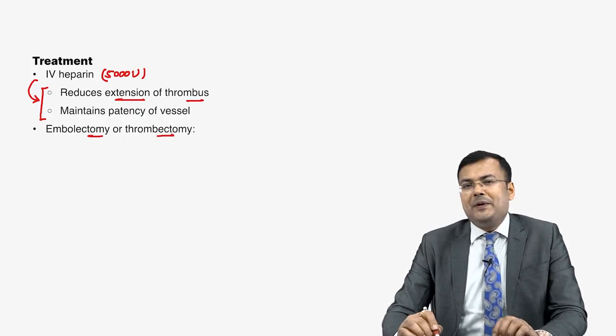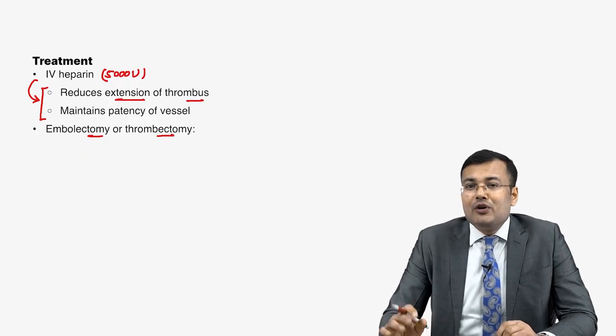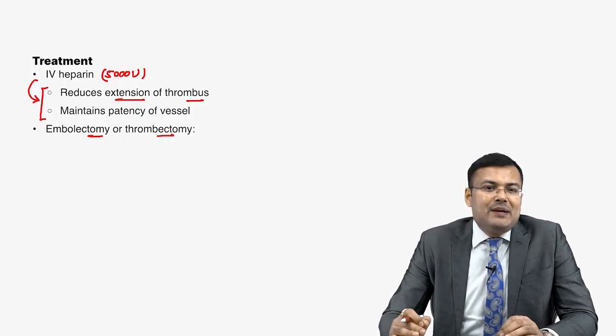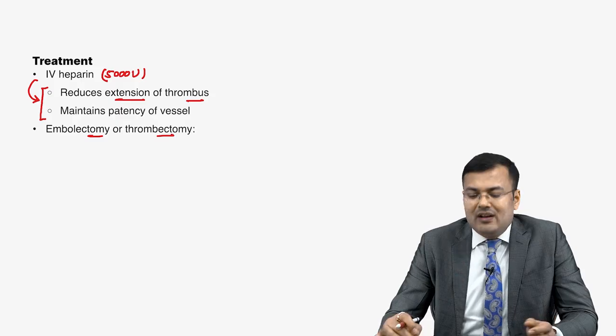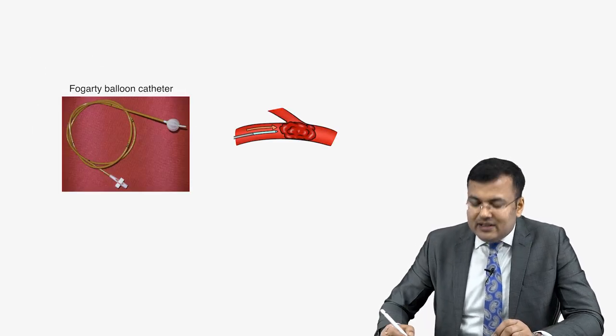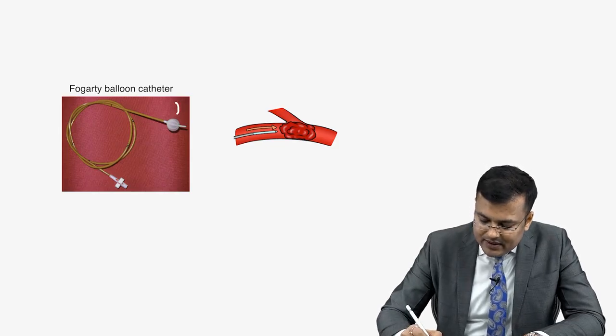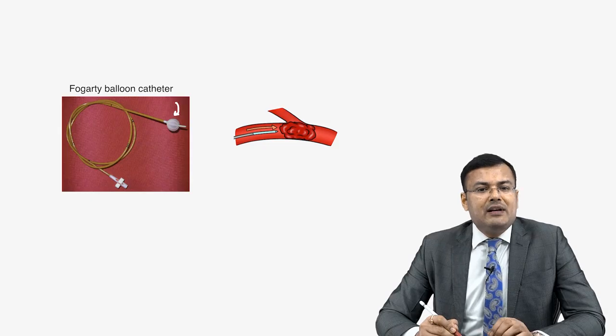First question, guys, you tell me. This was an image-based question also. Which catheter is used for embolectomy or thrombectomy? And what's the name? It is Fogarty balloon catheter. How to identify? You can see here, this is a long catheter, and there is a balloon at the tip. So this is Fogarty balloon catheter.